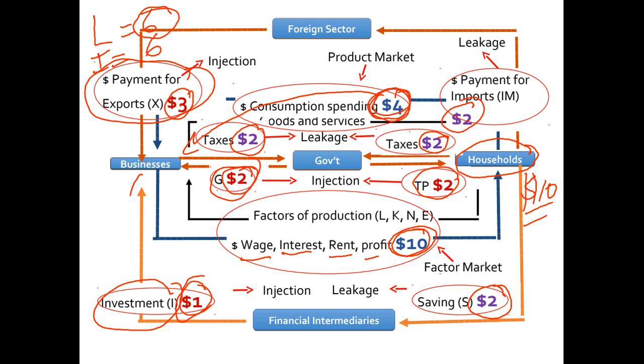And you can see if injections is also equal to 6, then this sector is happy. Why? Because they have produced $10 worth of goods and services and all being sold.